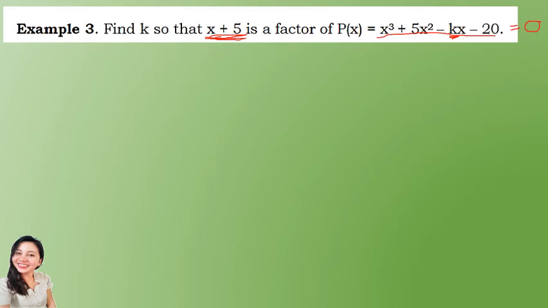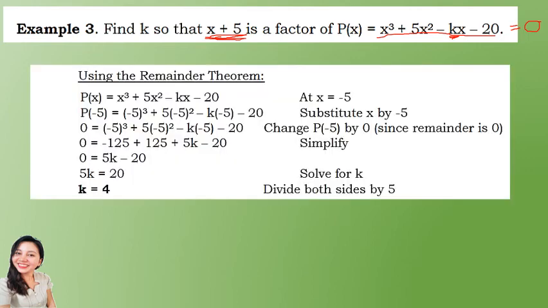So, we will use the remainder theorem. We cannot use synthetic division here, so we use the remainder theorem. Using the remainder theorem, we substitute x equals negative 5 for all x. So p of negative 5 must be equal to 0.